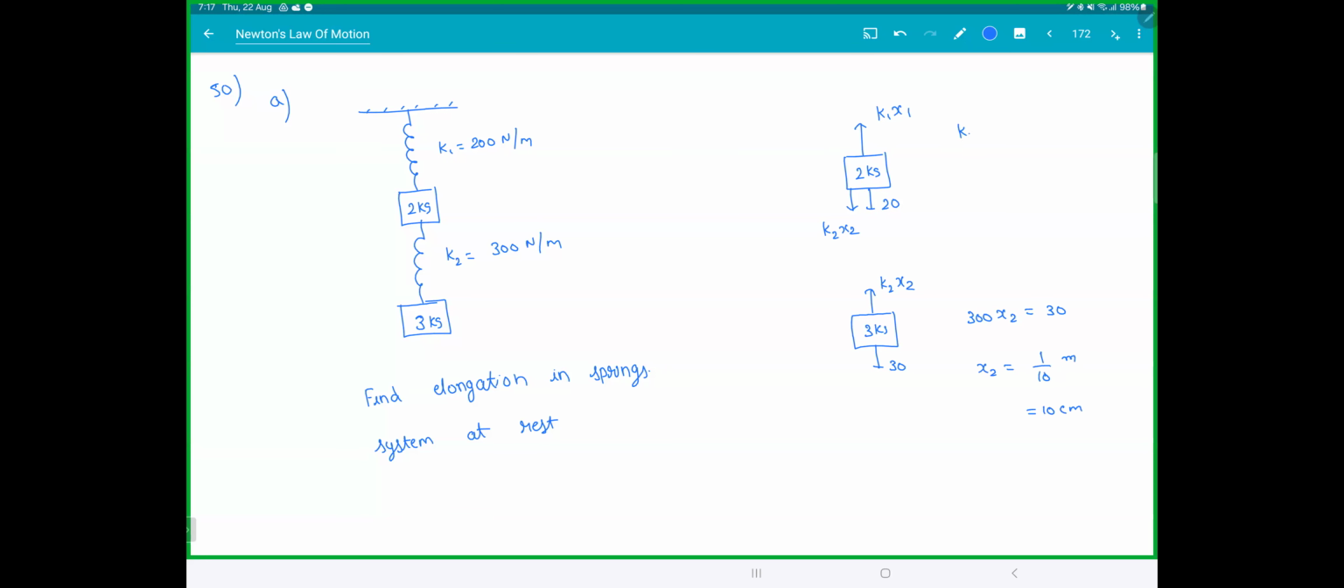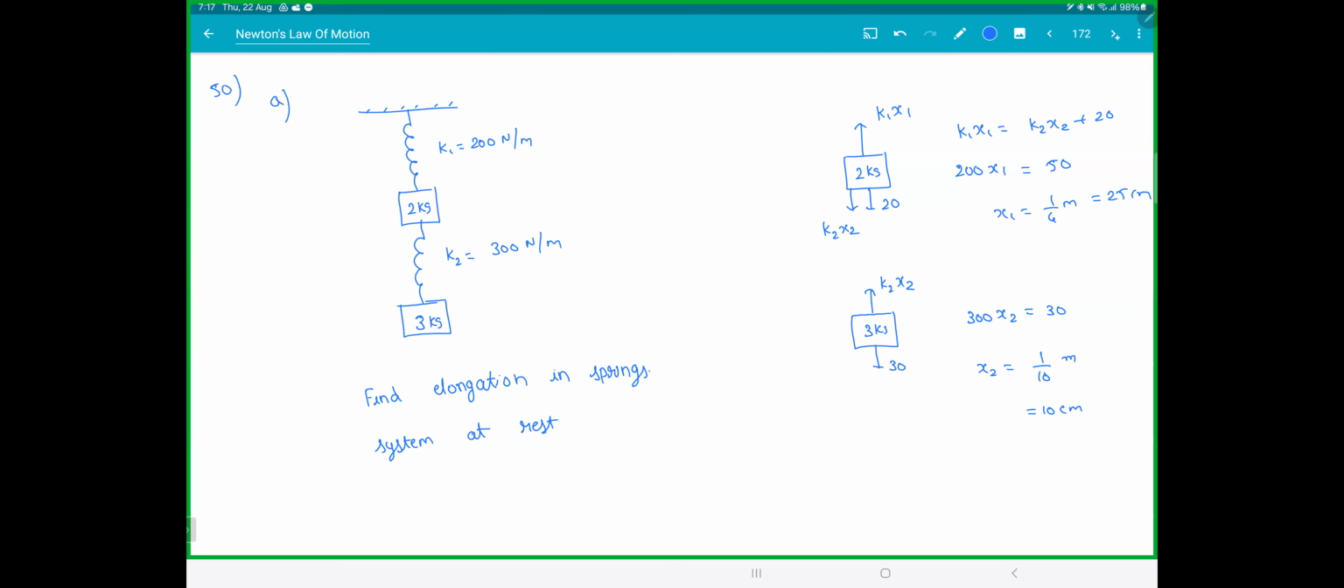And this guy, k1 x1 will be k2 x2 plus 20. But I know k2 x2 is nothing but 30. So this is actually 50. So 200 into x1 is 50. So x1 is equal to 1/4 meter or 25 centimeters. Easy, straightforward.